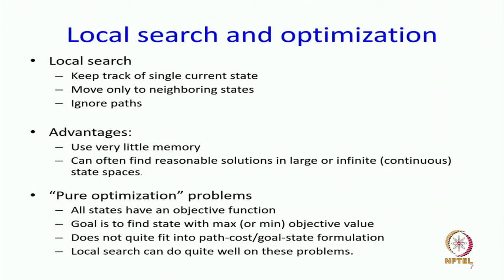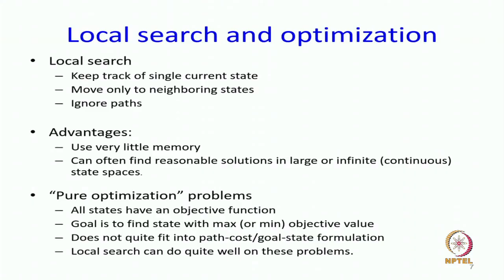As we said, these are pure optimization problems. All states have an objective function. The goal is to find the state with the maximum or minimum objective function. It does not really quite fit into the path cost goal state formulation, although path cost goal state can be converted into a local search formulation, and technically you can convert a local search formulation into a path cost goal state formulation, though it may not be most effective, and local search really does well on these problems. So, we can go back and forth, but the formulation that we have is: given a state, given a neighborhood of a state, given an objective function which evaluates a state, find me the state which has the highest or the lowest value of the objective function. Okay. We will continue from here in the next section.